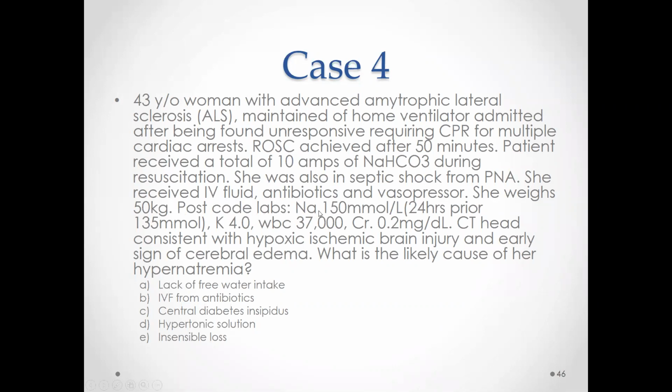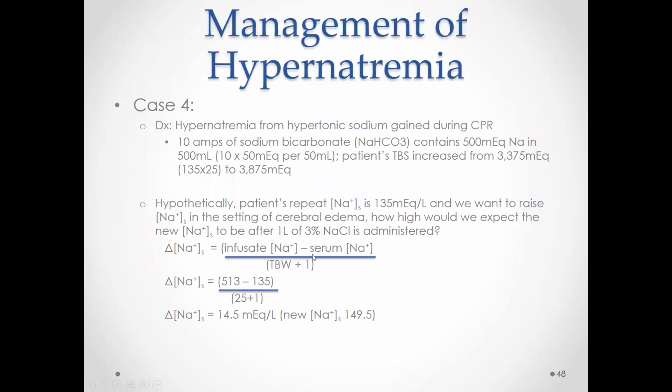Post-code labs: sodium 150. 24 hours prior, she was 135. Potassium 4, WBC 30,000 to 37,000, creatinine 0.2. CT head consistent with hypoxic ischemic brain injury and early signs of cerebral edema. What is the likely cause of her hypernatremia? A? D? Okay. Yeah, D is correct.